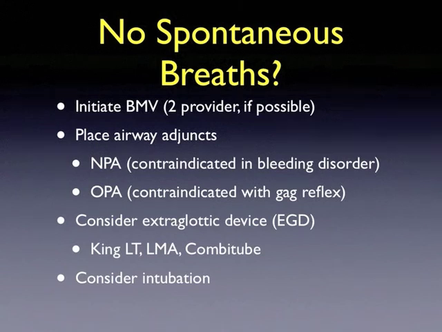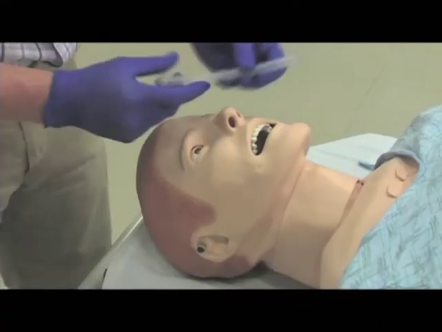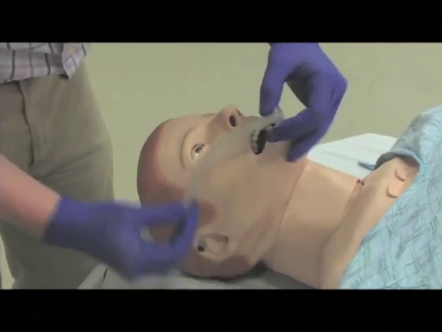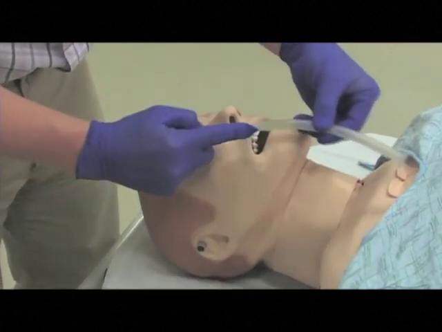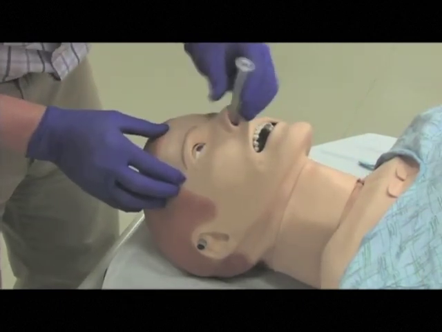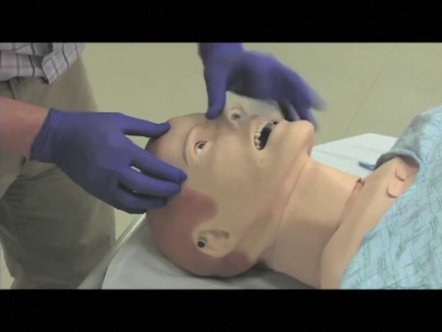Let's insert an NPA. So we're going to measure from the patient's mouth to the earlobe. Notice the bevel at the distal part of the NPA. That's facing towards the patient's septum. We're just going to insert this with a little bit of lubrication on the NPA. This slips behind the back of the tongue and allows me to provide increased ventilation to the patient.